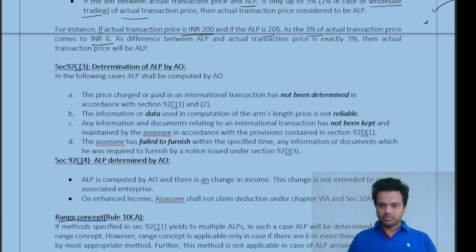Usually, as you already know, if you don't know, you can discuss in later part of this video. The arithmetical mean is applicable when you have less than 6 ALPs determined using the methods. What are those methods? Section 92C subsection 1 methods like resale price method, CUP method, profit split method, cost plus method, and the transactional net margin method. Using these methods, if multiple ALPs were derived, then the concept of mean is applicable only if the ALPs are less than 6. If the ALPs are 6 or more than 6, then the concept of range will come into the picture. Now we are going to see these concepts in detail.